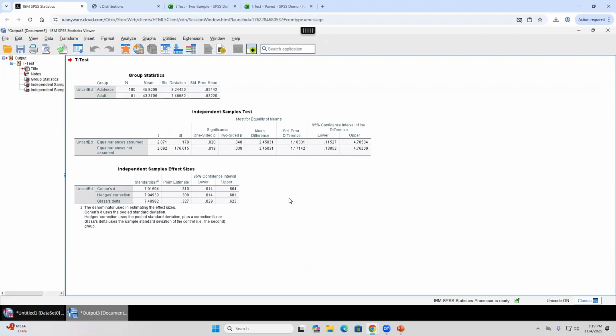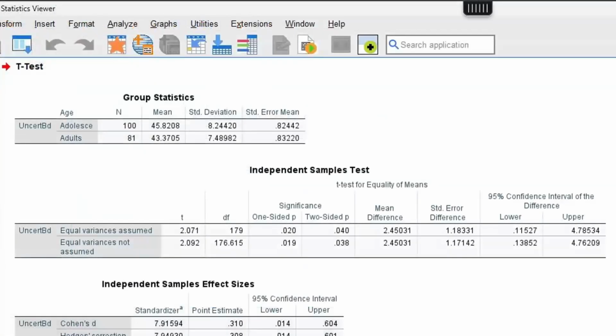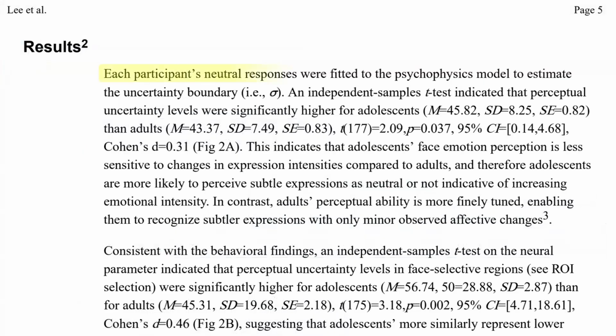So everybody have those numbers? Okay. So let's take a look at what we have. We'll zoom in a little bit here. But the first thing that we're going to take a look at is what did Lee et al. find? So Lee et al. in their results wrote that each participant's neutral responses were fitted to the psychophysics model to estimate the uncertainty boundary. Basically, the higher the score, the more uncertainty.